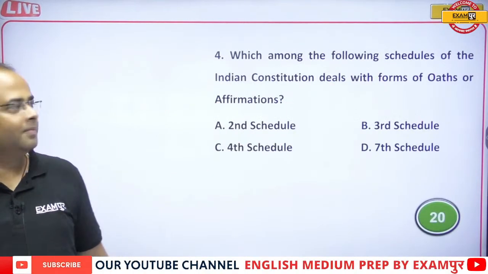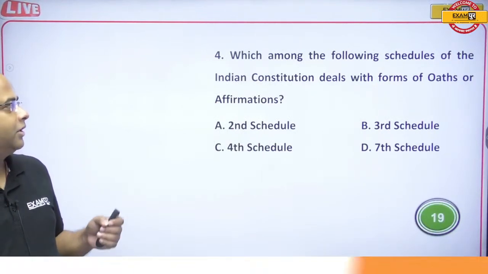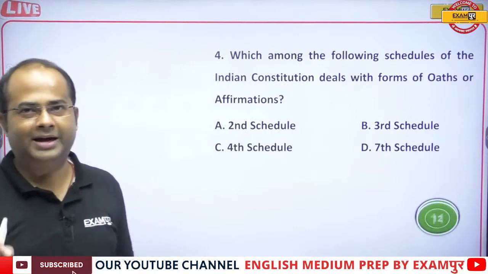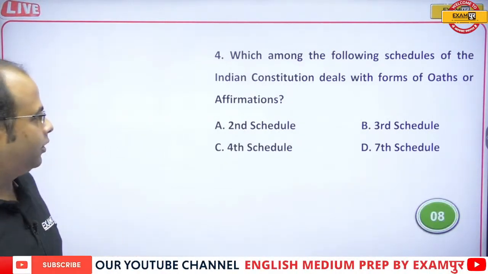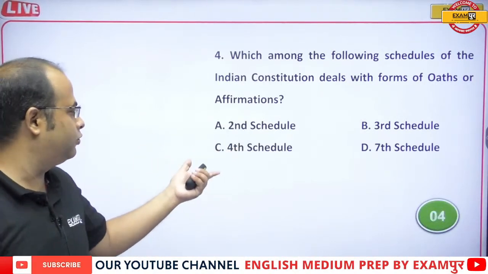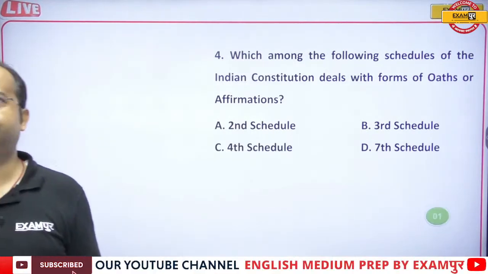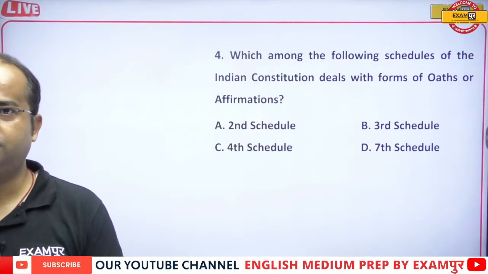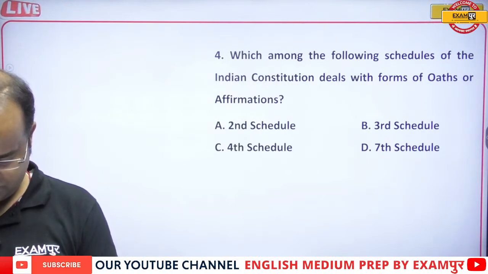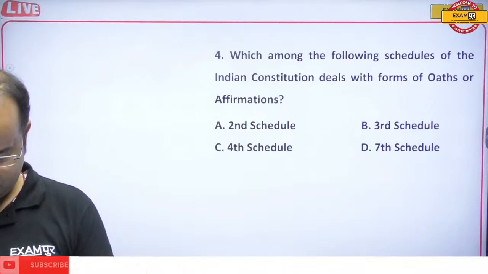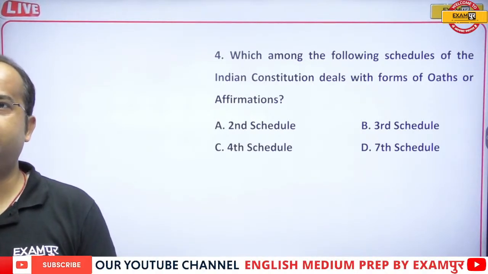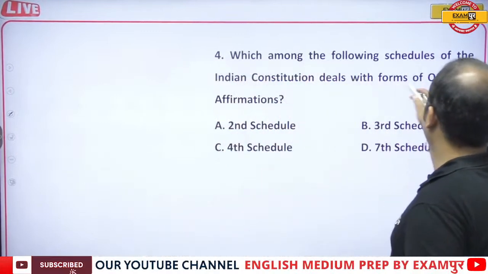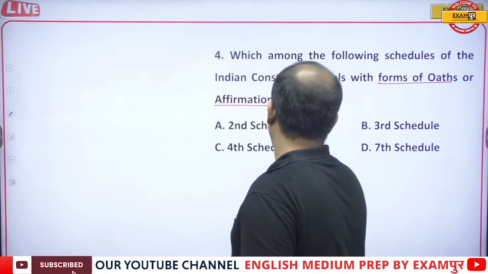Now, guys, come to the next question: which of the following schedules of the Indian Constitution deals with the form of oath or affirmation? So oath or affirmation, that is discussed in which particular schedule? Second schedule, third schedule, fourth schedule, seventh schedule? It is mentioned in which schedule of the Indian Constitution? Very good, guys, everyone is correct. So that is the oath and affirmation. Who conducts the oath and what will be the structure of the oath? That is in Schedule 3.